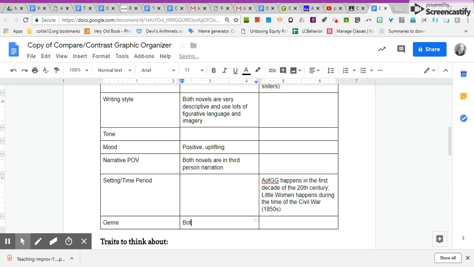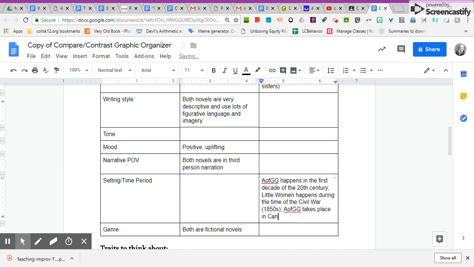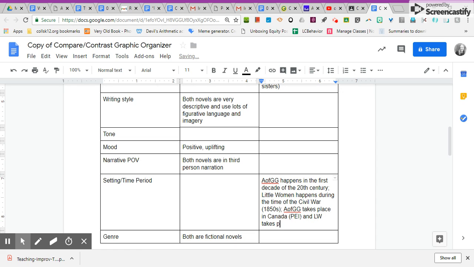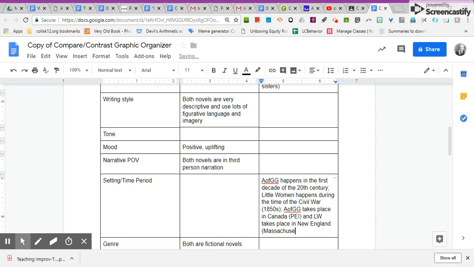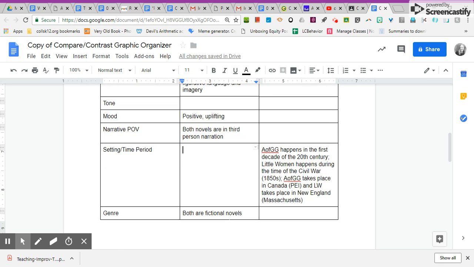In terms of genre, both are fictional novels. Oh, and also for setting, I should go back. Anne of Green Gables takes place in Canada, on Prince Edward Island, and Little Women takes place in New England, in Massachusetts, I think. So if I was going for big general similarities, I could say both take place in North America, on the eastern coast of the continent, if I was going to go that route.